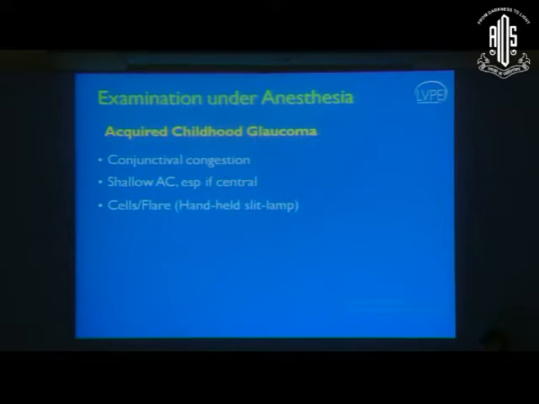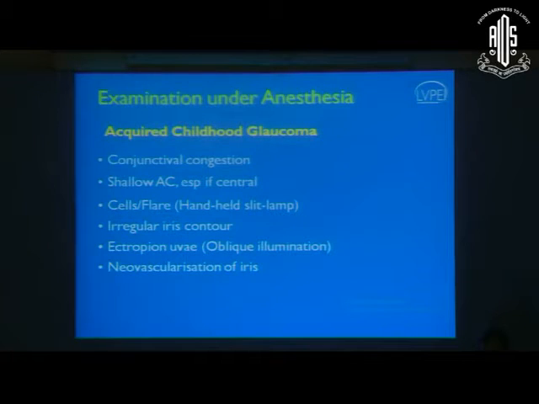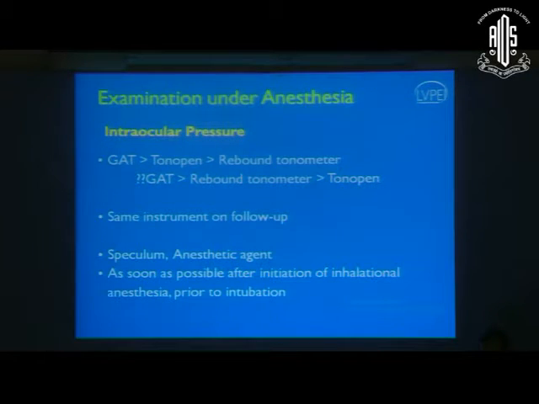There are some clues that we should know, which should arouse a suspicion that it could be an acquired childhood glaucoma. For example, conjunctival congestion, cells or flare, irregular iris contour, ectropion uvea, neovascularization of iris, and then some other features on B-scan, etc.